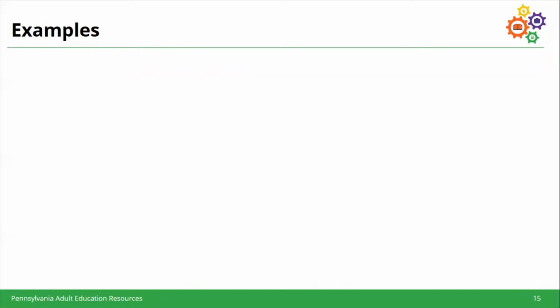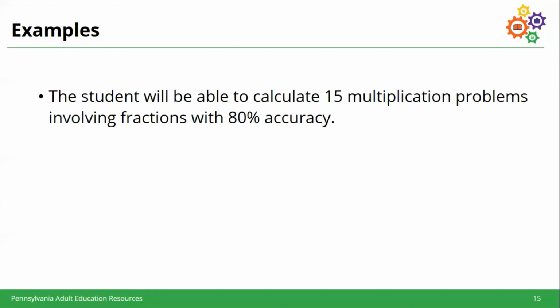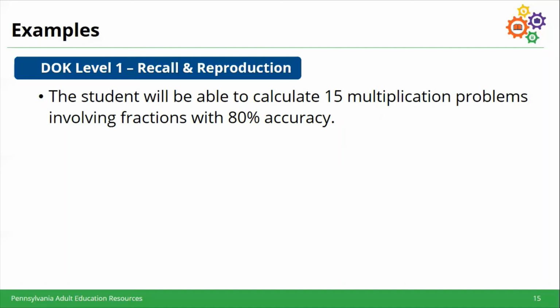Now let's look at a few examples of learning objectives and see if we can determine on which level of depth of knowledge they focus. If an instructor has an objective which states, the student will be able to calculate 15 multiplication problems involving fractions with 80% accuracy, what DOK level do you think this focuses on? This would fall into DOK Level 1, Recall and Reproduction, since the learners would be doing calculations using the same procedure multiple times.